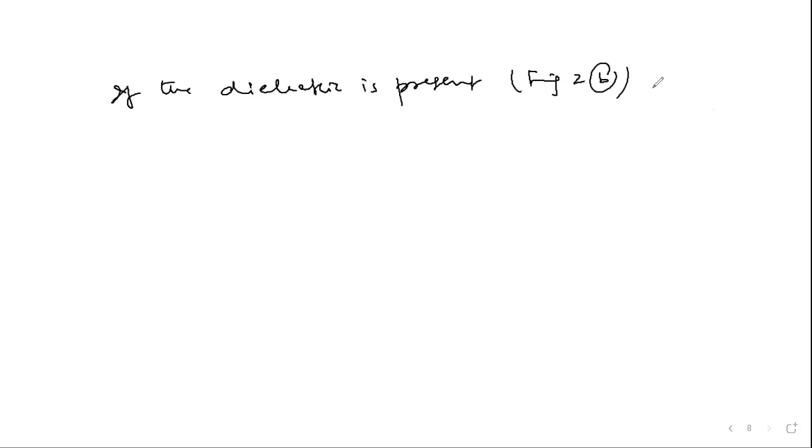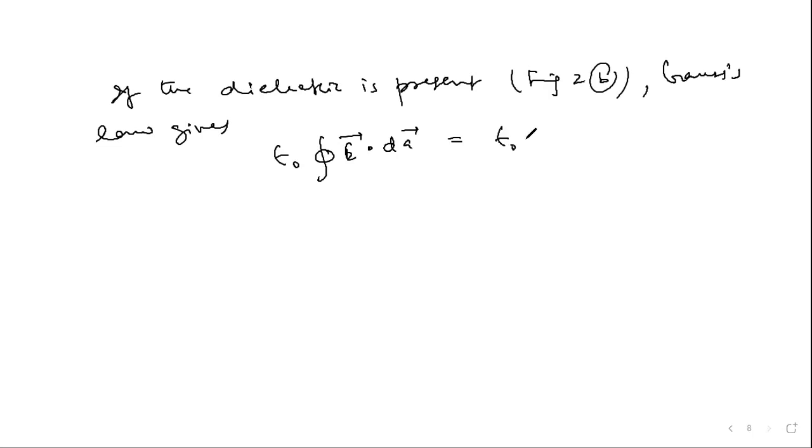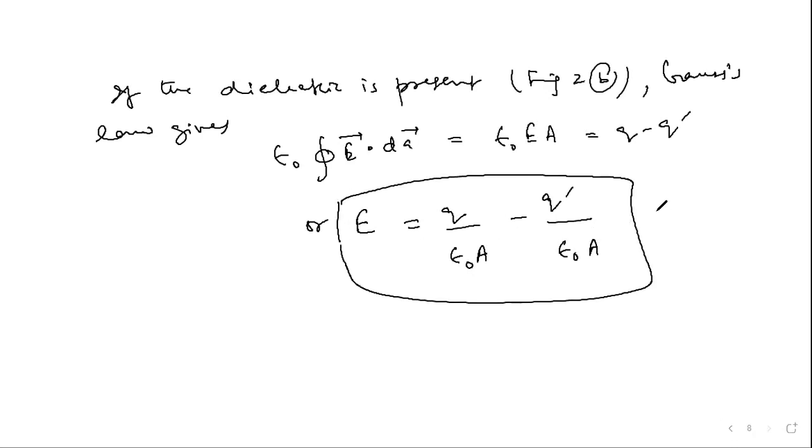Gauss's law gives epsilon naught closed integral E dot dA is equal to epsilon naught EA, which is Q minus Q prime, or E is equal to Q by epsilon naught A minus Q prime by epsilon naught A. Let me name it equation second. Let me explain it.